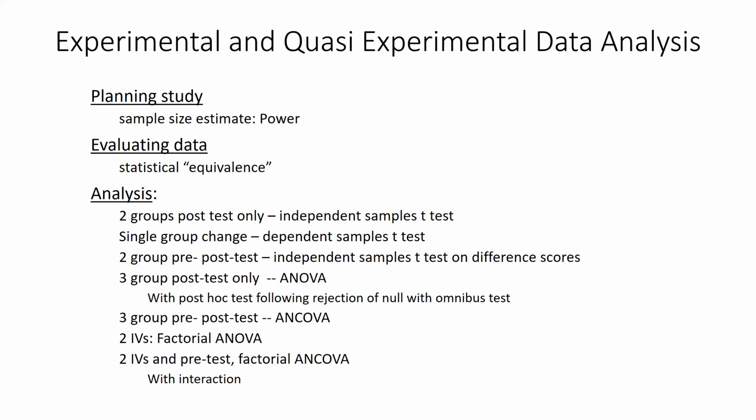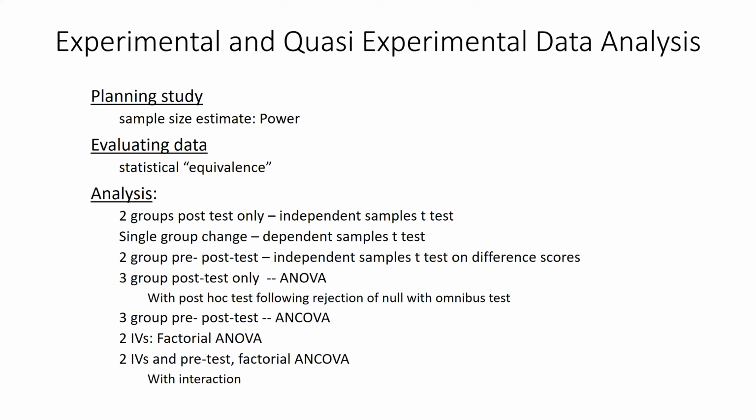We have also discussed a few of the listed approaches to analysis for different designs. The two-group, post-test only design would probably be addressed through an independent samples t-test. Single group change, that is when you have a pre-post with one group, would be a dependent samples t-test. And a two-group design with both pre and post test is what I call the independent samples t-test on difference scores, or the difference in differences test.